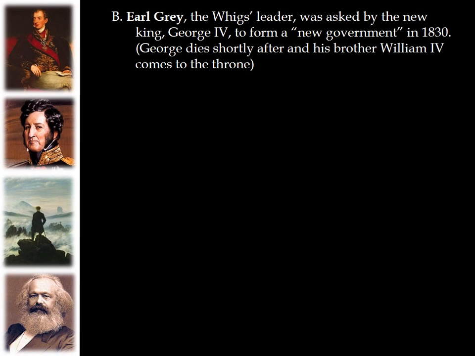Now remember, George IV was the next one after George III, Mad King George III. George IV was not quite as crazy as George III, but he dies in 1830, shortly after he had allowed for this new government to be formed, and his brother, William IV, comes to the throne. The Whigs were heavily supported by the middle class. Okay, so now we have William IV as a new king, and you have Earl Grey as the Whig leader, now in charge as the prime minister of England with the Whigs as the majority.